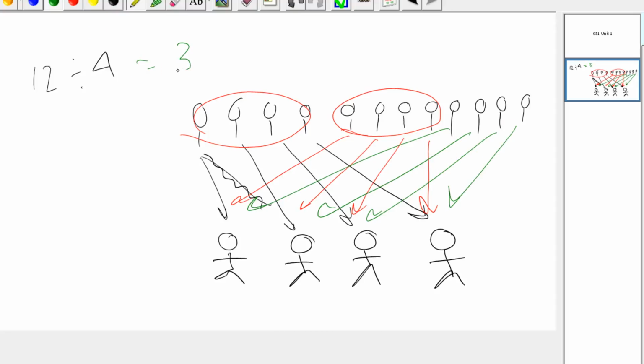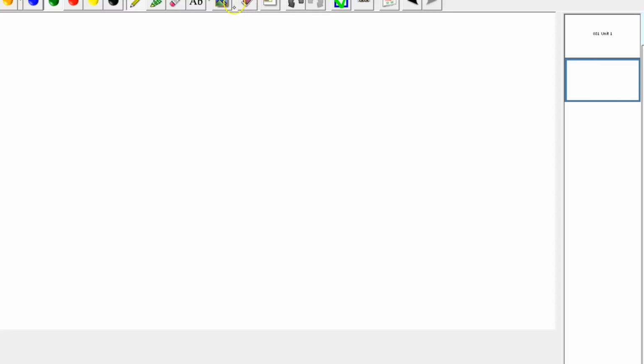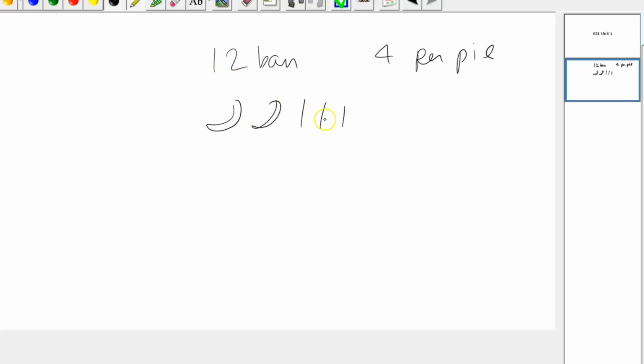So if you don't actually know the answer of 3, and you model this according to the context, you're dealing them out one at a time, and this is called our fair sharing model. You're sharing the 12 lollipops equally amongst the 4 friends. Now let's look at the banana problem. The banana problem said you have 12 bananas and you need 4 per pie. There's 1, 2, 3, 4, 5, 6, 7, 8, 9, 10, 11, 12.